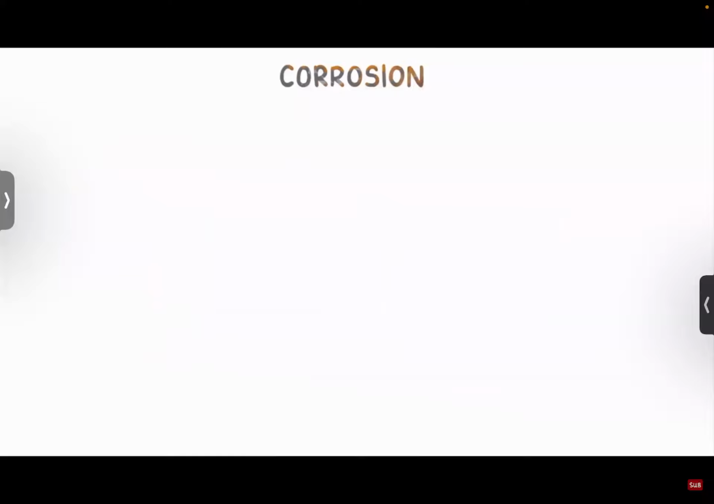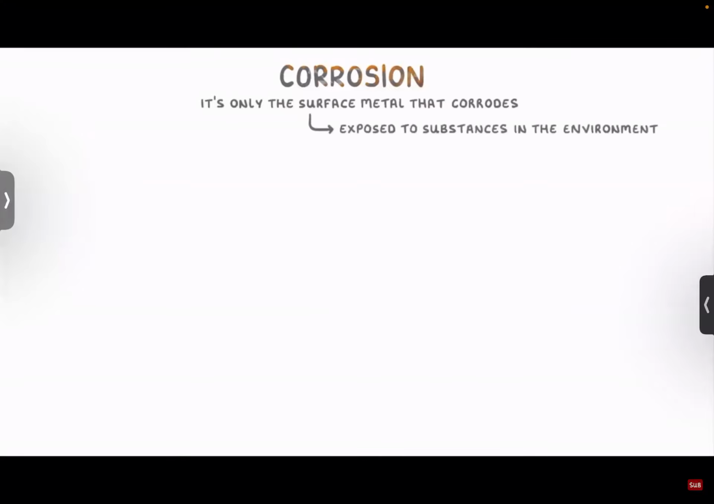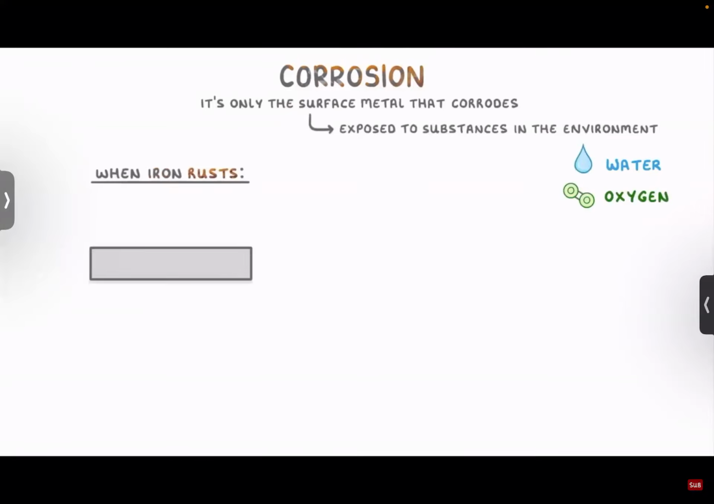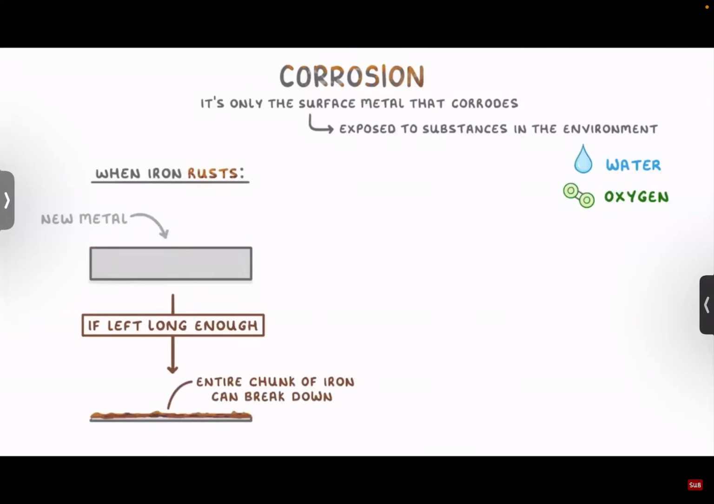One important thing to understand with corrosion is that it's only the surface of a metal that corrodes. This is because only the surface is exposed to substances in the environment, like water and oxygen. When iron rusts, though, the rust that forms at the surface gradually flakes off, revealing new metal underneath. This means that the next layer can also rust, and over time that bit will fall away as well. So if left long enough, the entire chunk of iron can break down until there's nothing left.